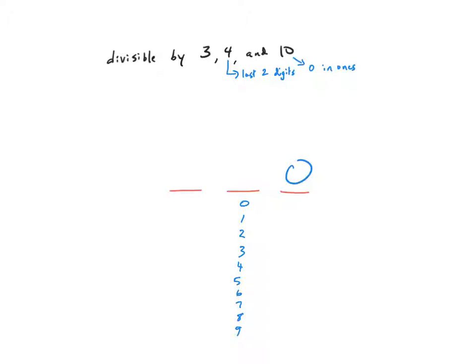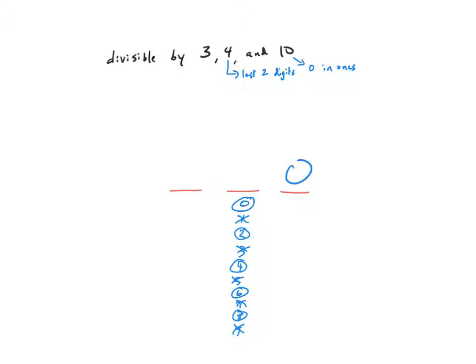If I put a 0 here, that would make this 100, and 100 is divisible by 4, so that would work. 10 is not, 20 is, 30 is not, 40 is, 50 is not, 60 is, you probably see a pattern here, 70 is not, and 80 is, and 90 is not. So in this place value here, I could put a 0, a 2, a 4, a 6, or an 8. Any of those will work because that would make the last 2 digits divisible by 4.